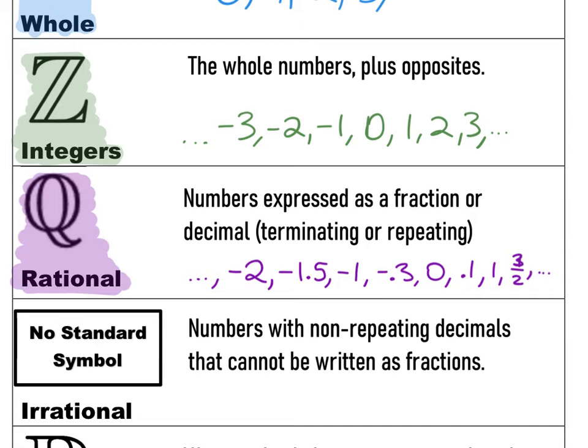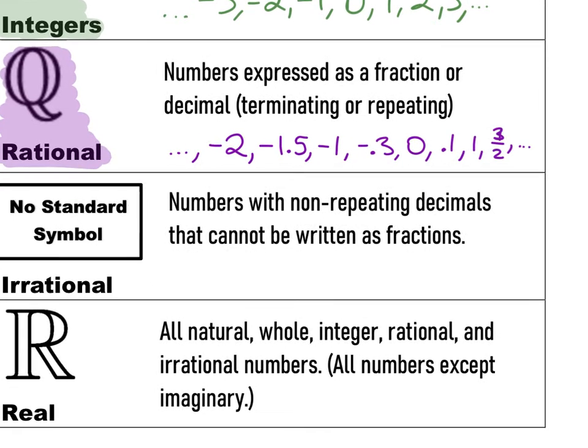The next number system that we have is kind of like the opposite of what we just used. Rational numbers are all of the fractional numbers and all of the repeating decimals that could actually be fractions, or terminating decimals like 0.1, 0.5. If you have a decimal that is not repeating and doesn't have an ending number, it's called an irrational number. It's like not rational, irrational.